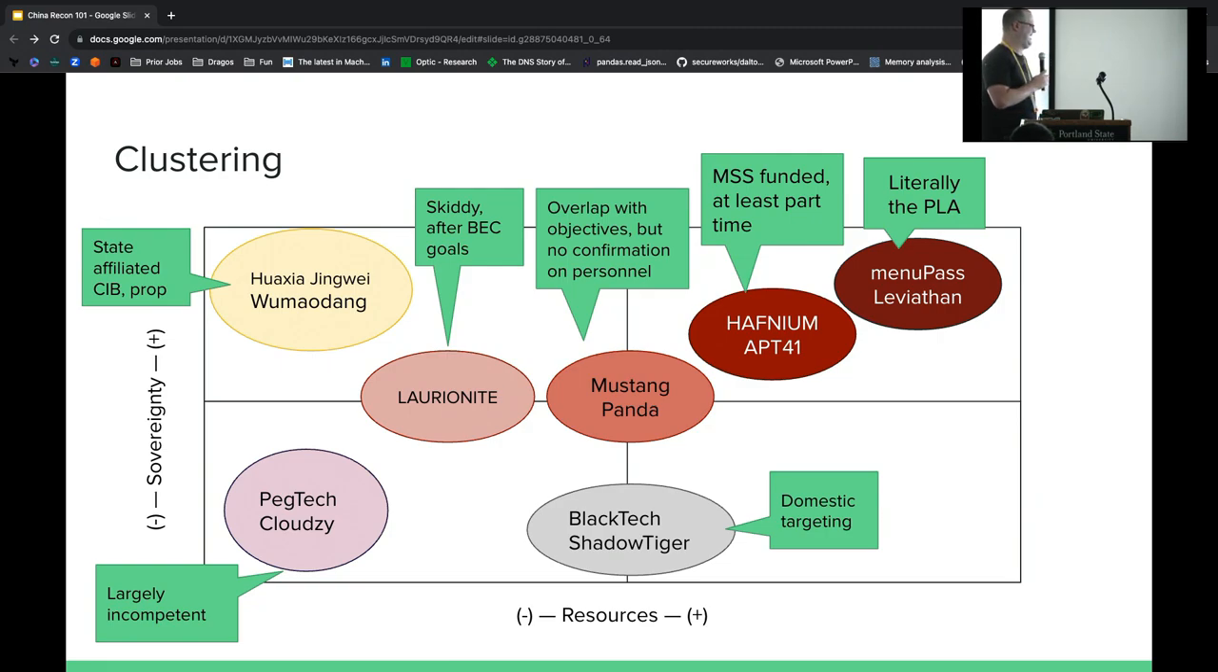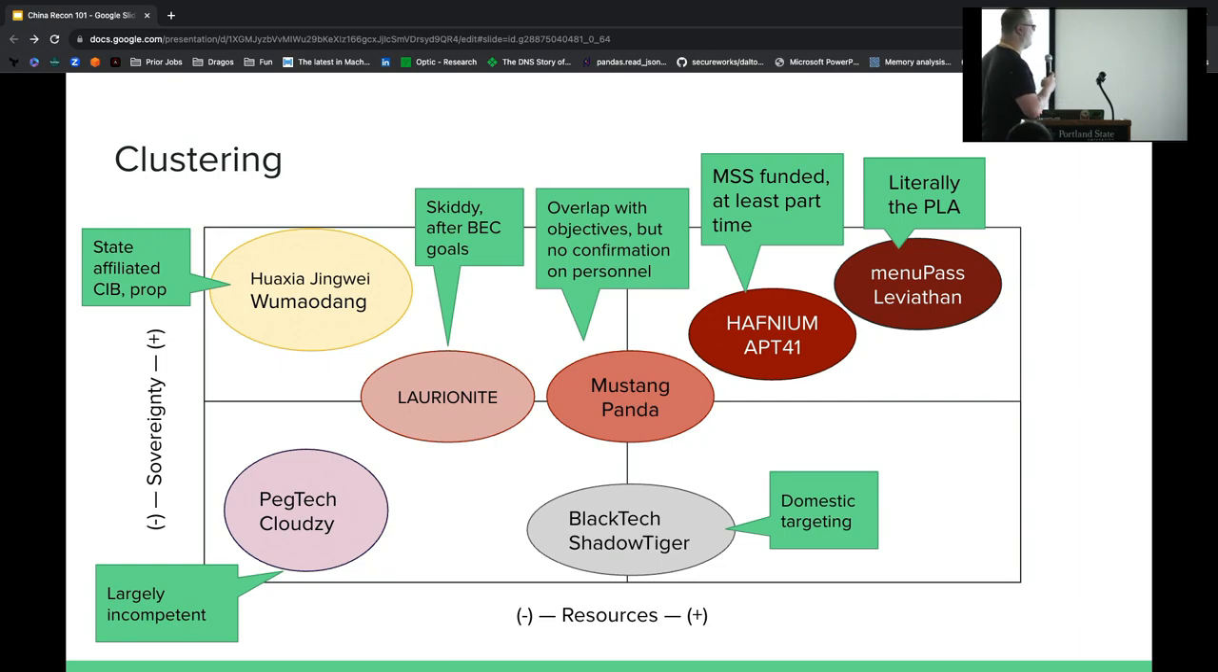You have PegTech, who has acted as a VPN source for threats on an ad hoc basis, and is otherwise known as kind of a sketchy spam source. And then you have CloudZ, which Halcyon has written on recently, which operates pretty closely to PegTech, if not sketchier, and is like a one-person show. All the way on the top, we have state-affiliated content.